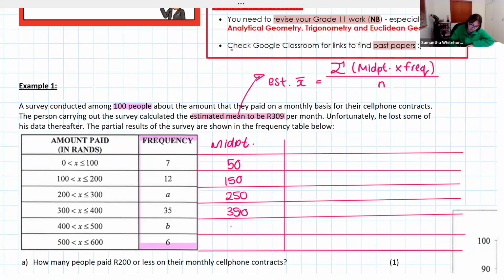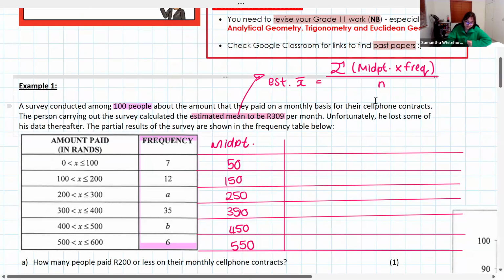If you're not getting a pattern, you've probably done something wrong. So just double check that. Okay. Once we have that midpoint, according to my formula, I would need to times my midpoint by my frequency so that I can add them all together.